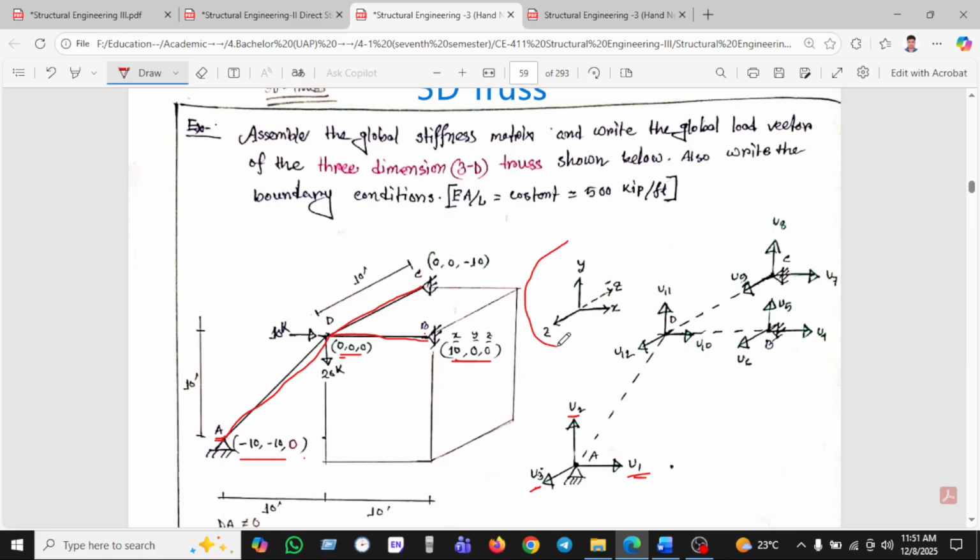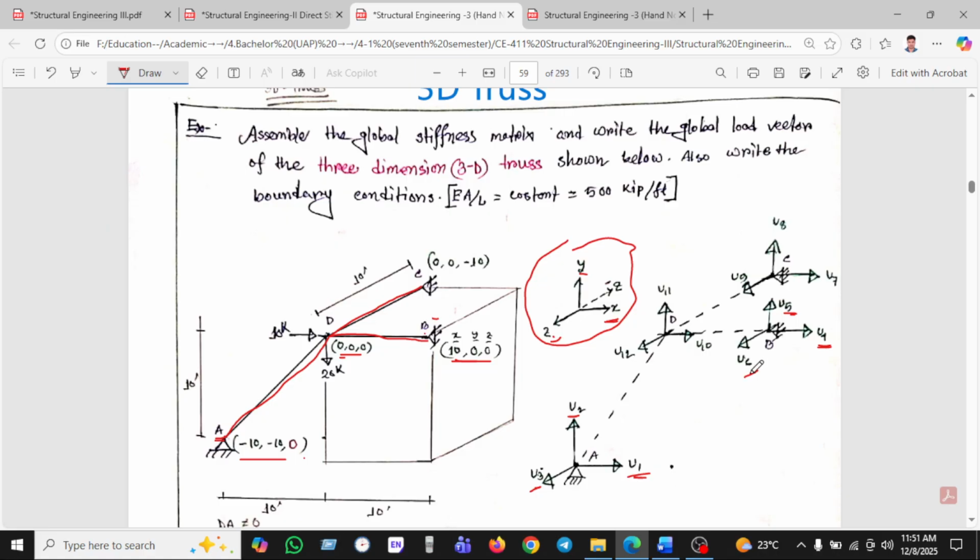If we see this diagram, we can see this is the x direction, this is the y direction, and this is the z. Okay, so in this way we are marking 1, 2, 3, 1, 2, 3. And now if we go to the second node, which is point b, this is the x direction, which is u4, displacement 4, and u5 is displacement 5 vertically, and u6 is displacement in the z direction.